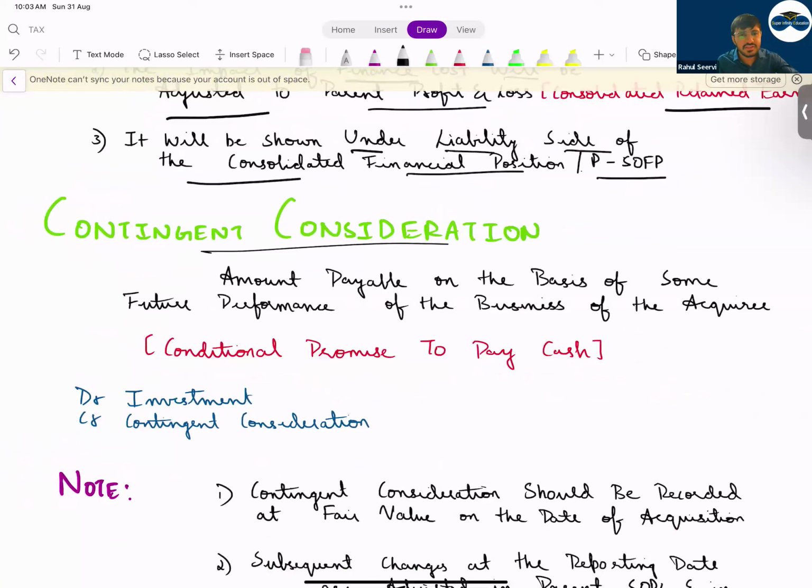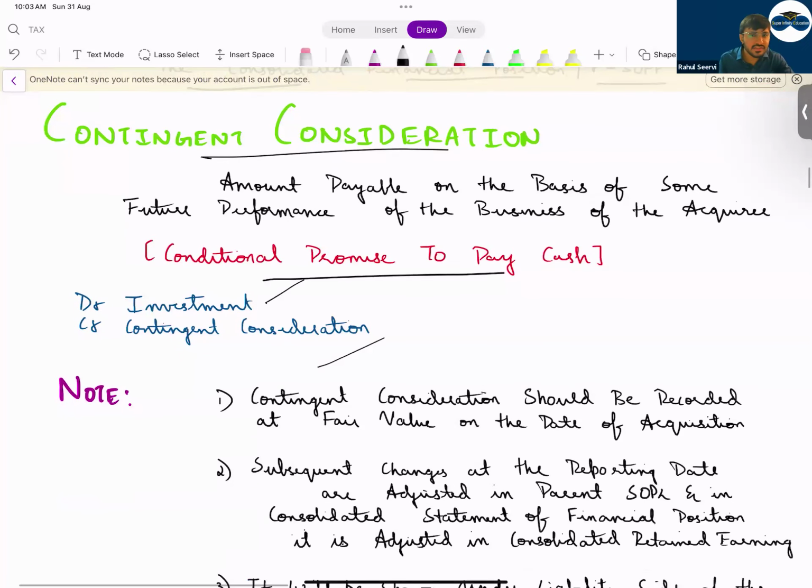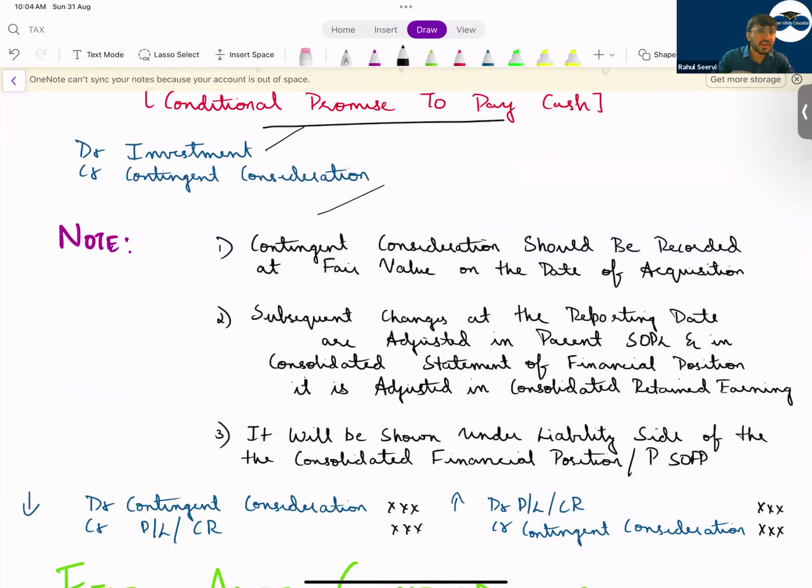What does contingent consideration mean? Same, a payment that is done in future, but here the payment depends on some future event, future performance, etc. So it's a conditional promise to pay cash. Debit investment, credit contingent consideration. Will you record this by discounting it? No. We will follow the principle of IFRS 13 fair value. Contingent liability is different from contingent consideration, so avoid mistakes in this. Contingent consideration should be recorded at fair value on the date of acquisition.